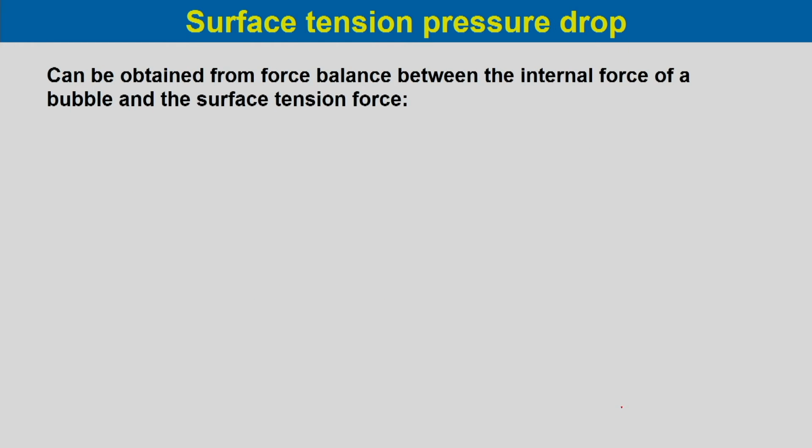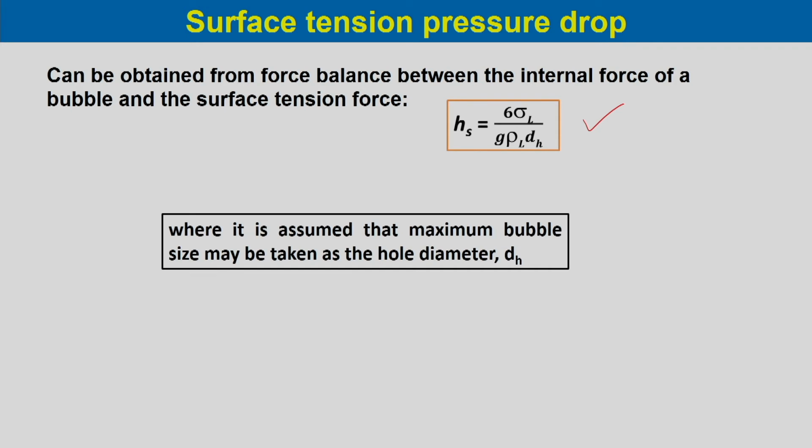Then the surface tension pressure drop we can obtain from the force balance between the internal force of the bubble and the surface tension force. From this, HS would be equal to 6 sigma L by (g rho L dH). Using this we can calculate the surface tension head loss, where it is assumed that the maximum bubble size may be taken as the hole diameter.